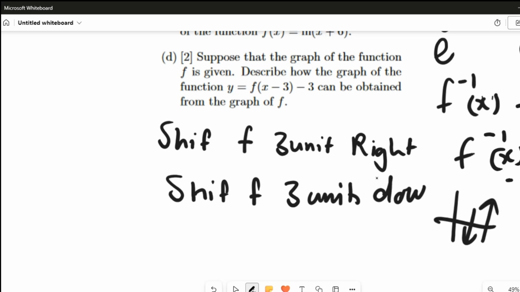On the x-axis, when you add to it, you move it this way, you say plus 3, it goes this way. And when you subtract, it goes that way. Okay, that's how it works. So the final answer will be: shift f 3 units to the right, and shift f again 3 units down. That will be the final answer.